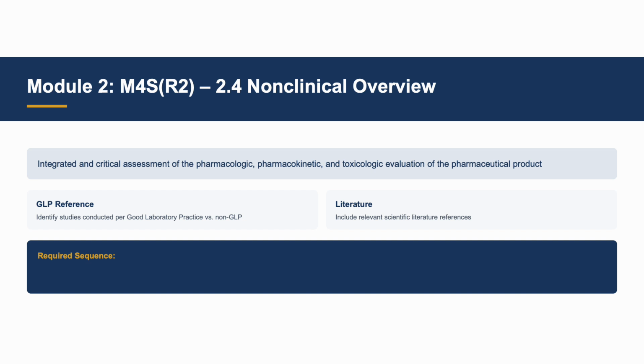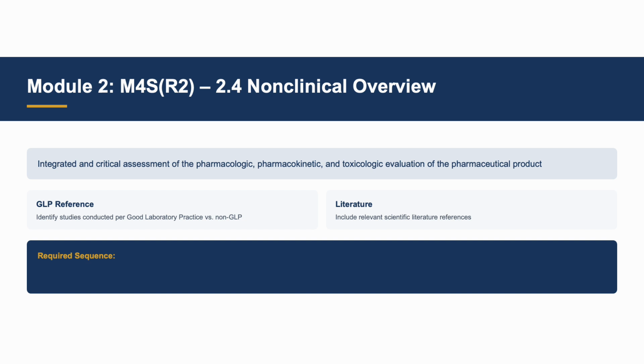The overview should reference which studies were conducted according to good laboratory practice standards and which were not. GLP compliance is an important regulatory consideration, and reviewers need to understand the quality framework under which your studies were conducted. Relevant scientific literature should be referenced in the overview. If there are published studies or known information about your drug class or target that inform the interpretation of your data, these should be discussed and cited.